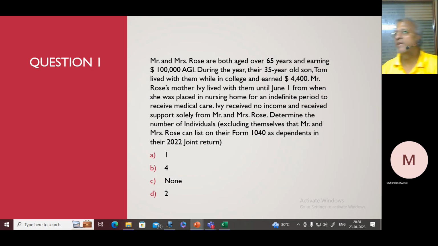And then item number 4: support, relative, and 100%. When it is a relative, we don't have to look into household and all that. They need not stay 100% with them. So we consider only one person, Ivy. There is only one dependent there.